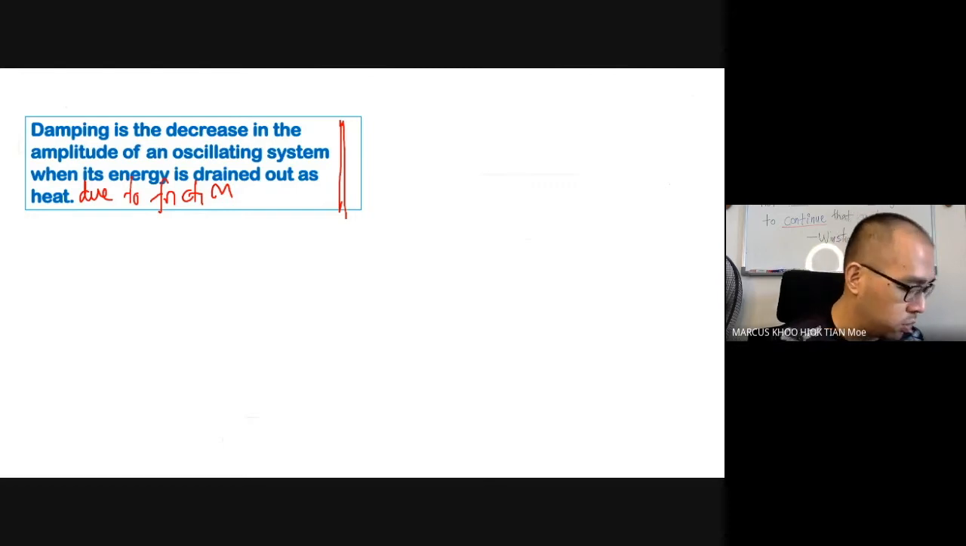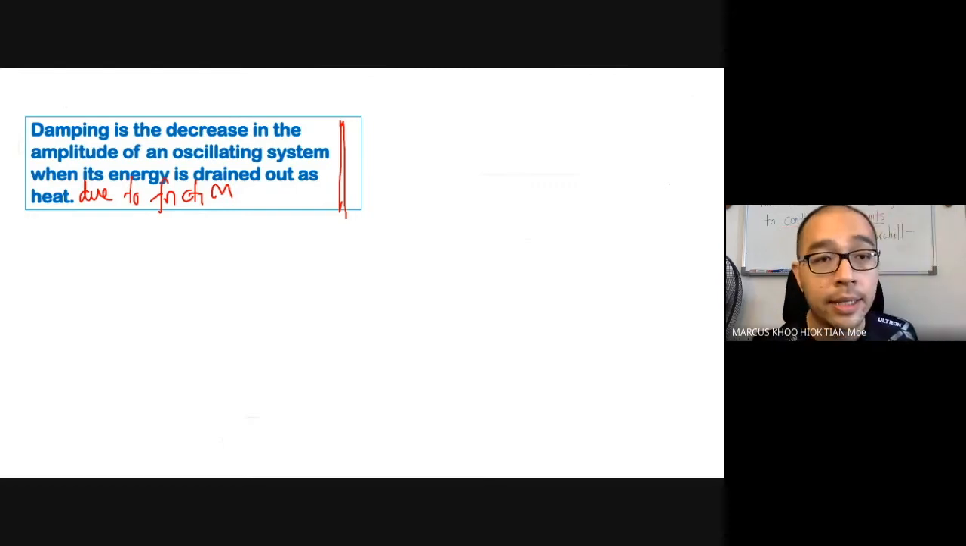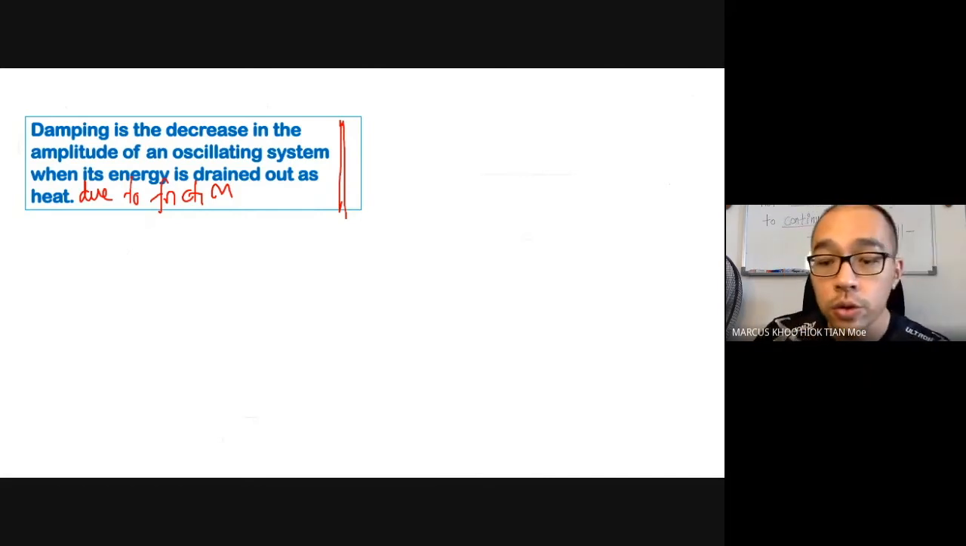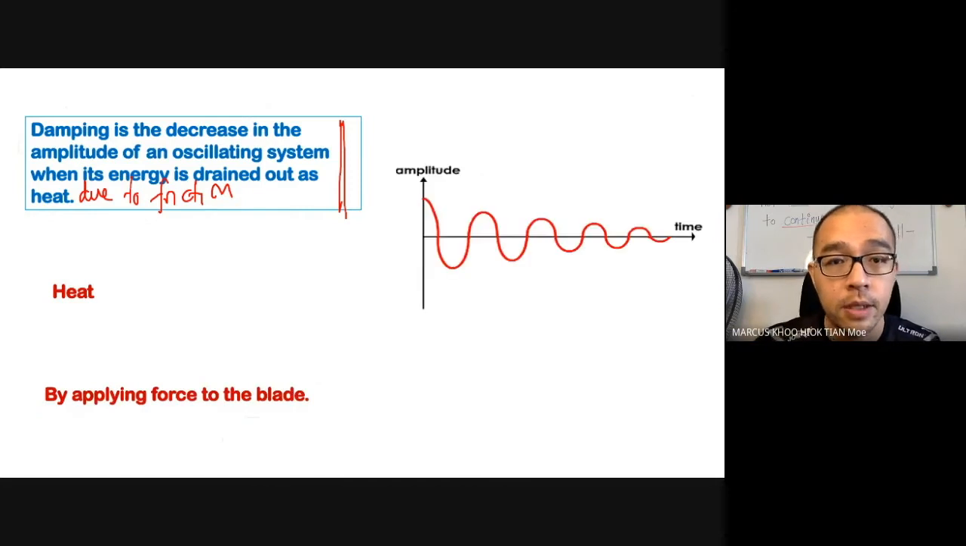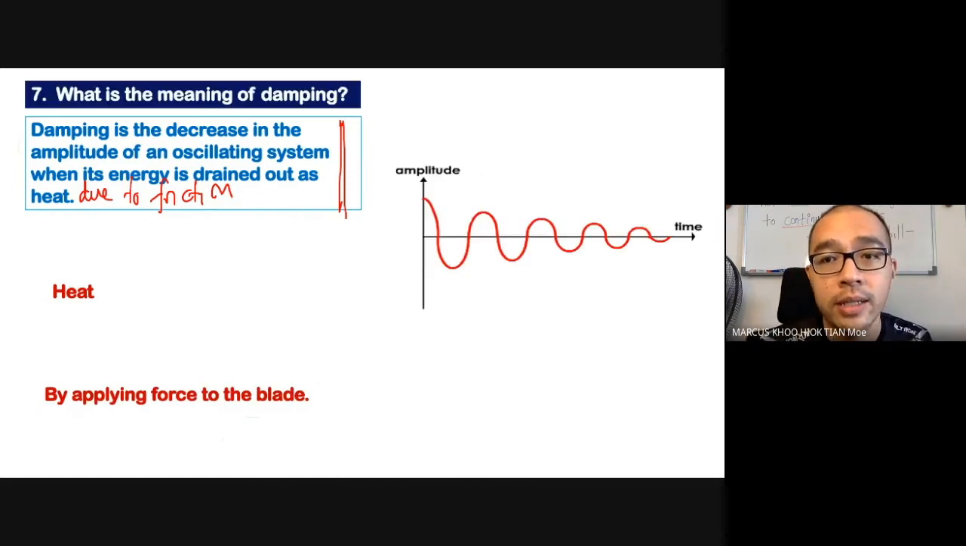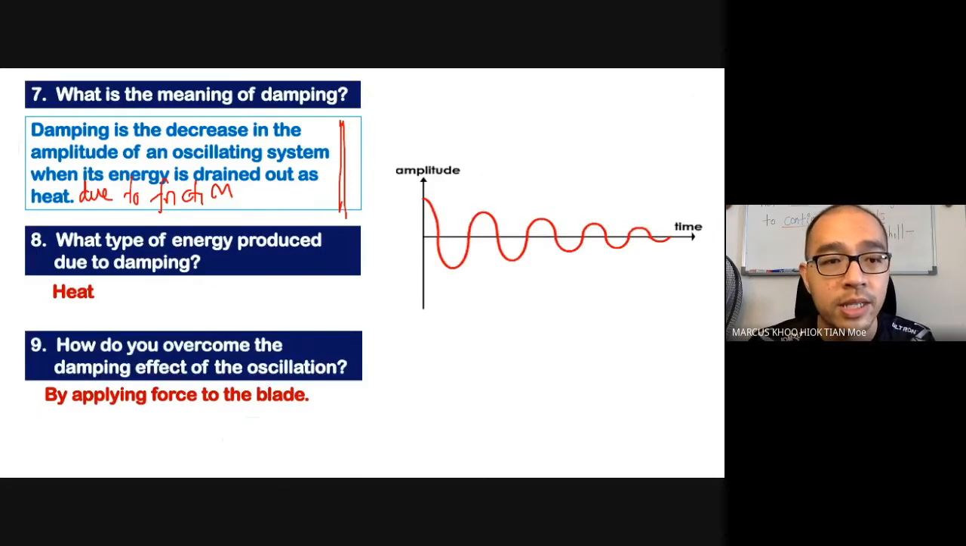Oh, okay, yeah. So what is the meaning of damping? It's the decrease of the amplitude of an oscillating system when its energy is drained out as heat due to friction. Okay, so I don't know why all the animations are coming at the wrong time. So what type of energy is produced due to damping? It is heat.